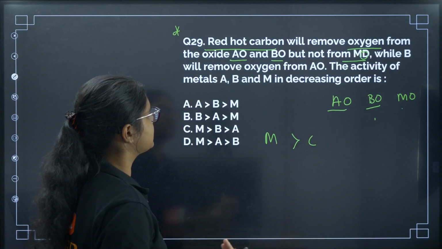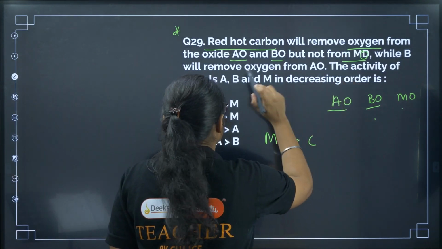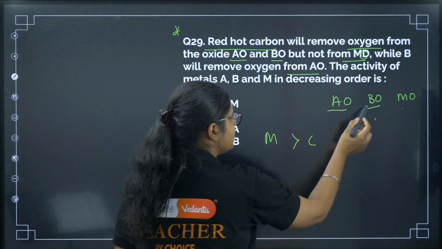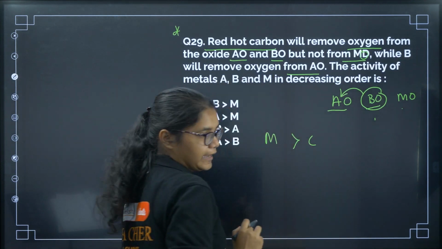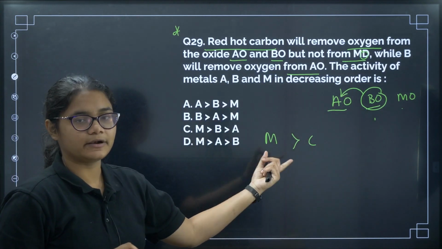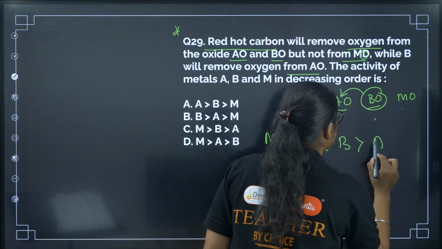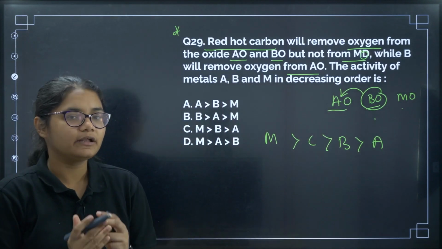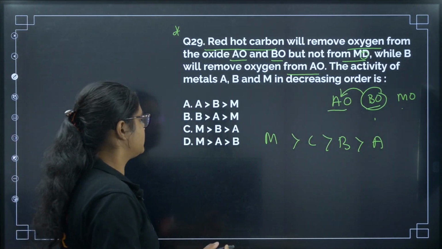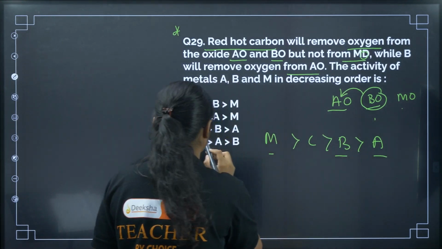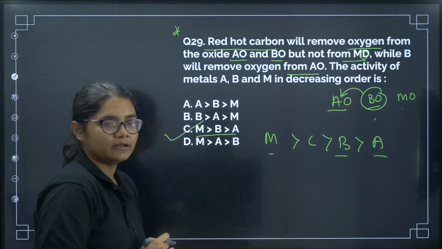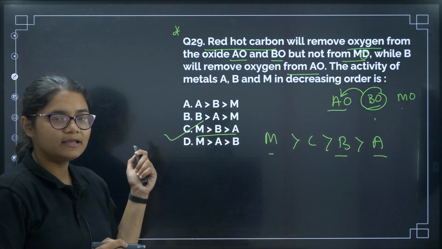Now let us read the next statement. While B will remove oxygen from AO. So B can reduce AO, right? That means B is a better reducing agent than A. So we will get B and then A. Now the reducing power is similar to the reactivity order. So the reactivity order is M is greater than B greater than A. So correct answer for this question will be option number C.